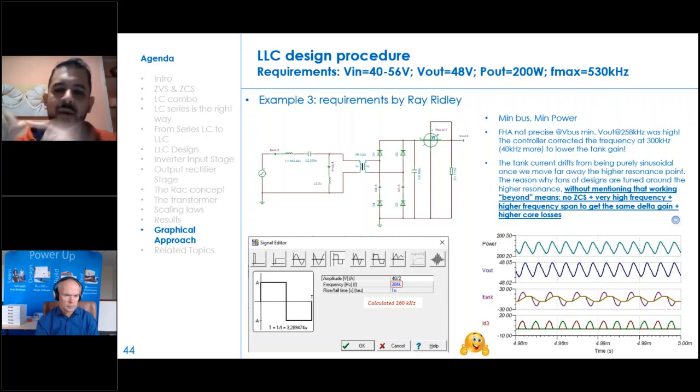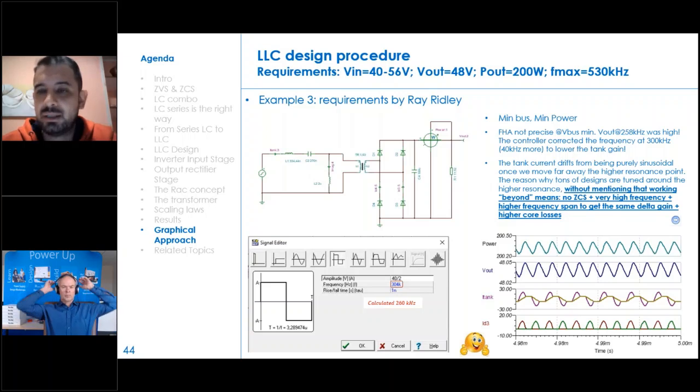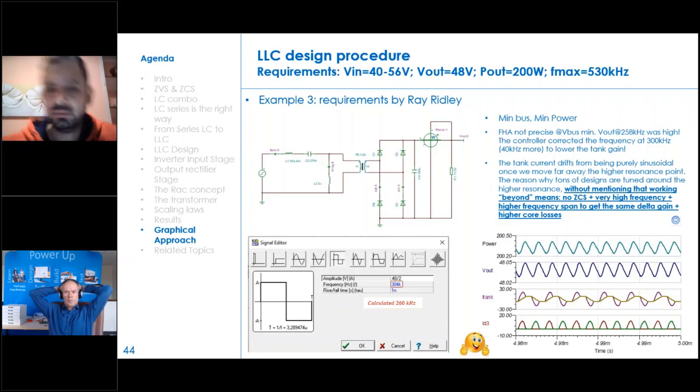But those designs do not mention that working beyond the higher resonance means no zero current switching. So you have a better shape of the tank current, but you lose zero current switching, you work at very high frequency, you get a much higher frequency span to get the same gain in amplitude, and you get much higher core losses because the frequency is higher. Which one is better depends on your application, but in my experience, I prefer to work in the middle frequency range. There are tons of designs made in a different way, but they are not wrong. They are correct, but you lose some advantages.